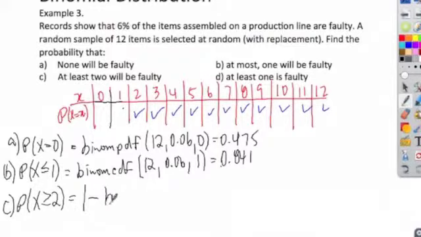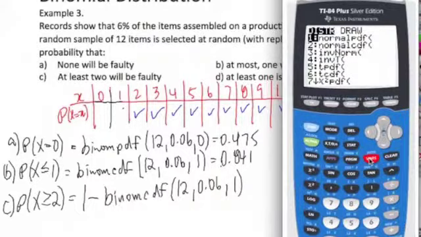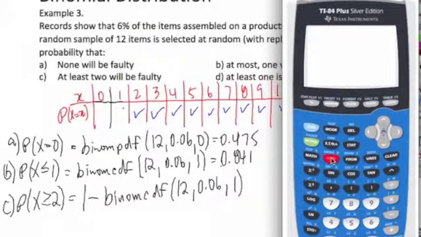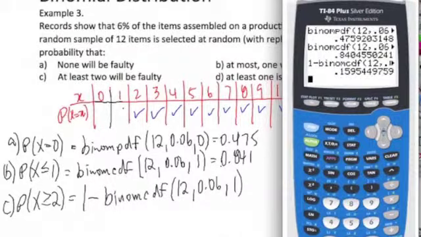So from 1, I'm going to enter 1 minus binom CDF. And my entry will be 12, comma, again 0.06. And now I'm telling the calculator where to stop adding. I want it to stop adding at 1. So again, we'll enter this in our calculator. It'll be 1 minus, go to the distribution menu, alpha apps key does it nicely. All of these values are the same. Enter, enter. And we get the answer 0.160.